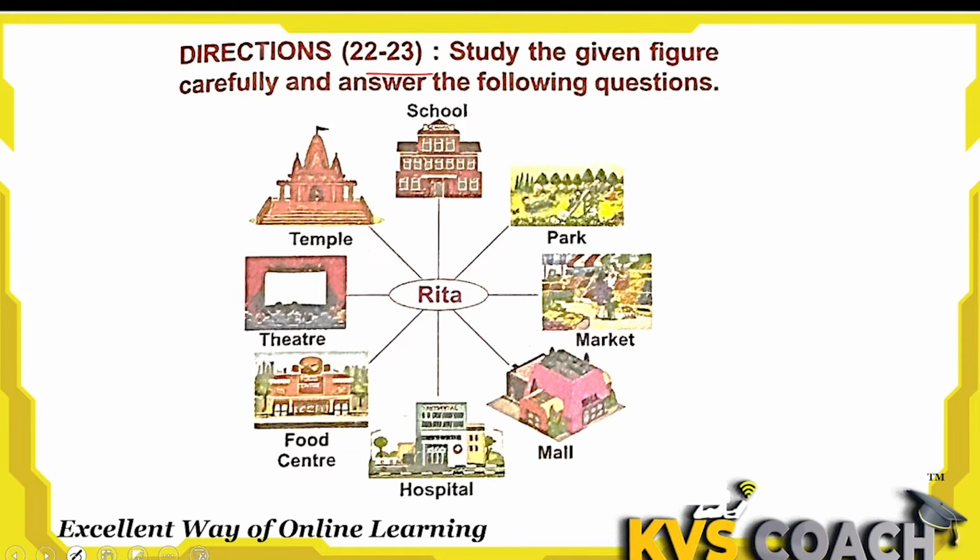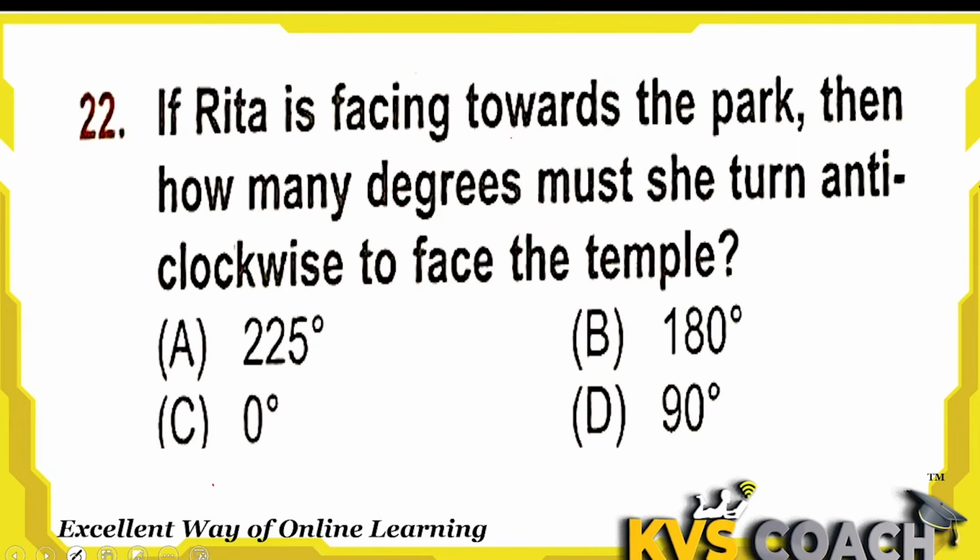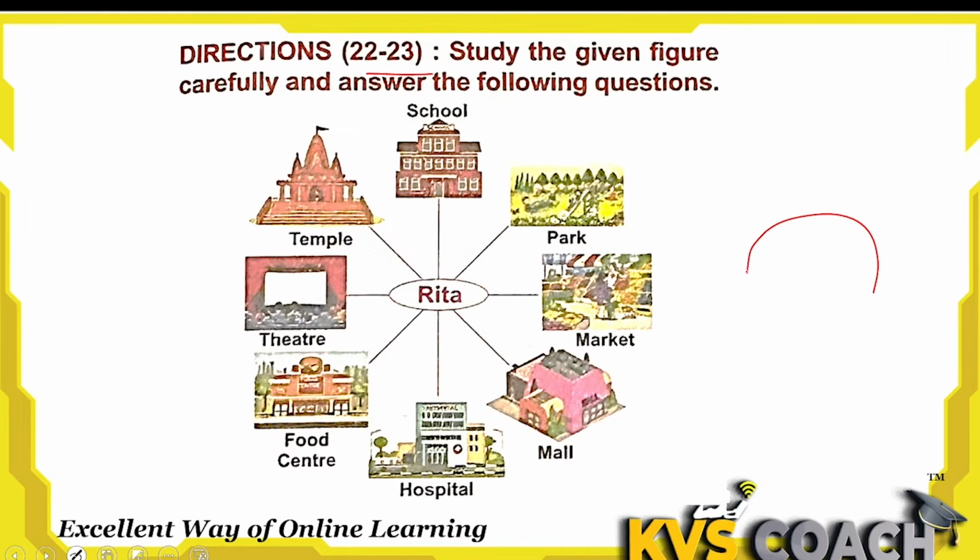Study the given figure carefully and answer the following questions. Here you can see the picture. Let's see the question first. If Rita is facing towards the park, then how many degrees must she turn anti-clockwise to face the temple? So anti-clockwise means this direction. And how many turns for the temple?